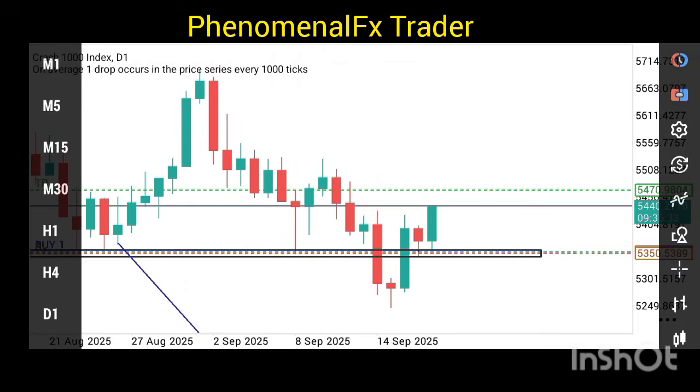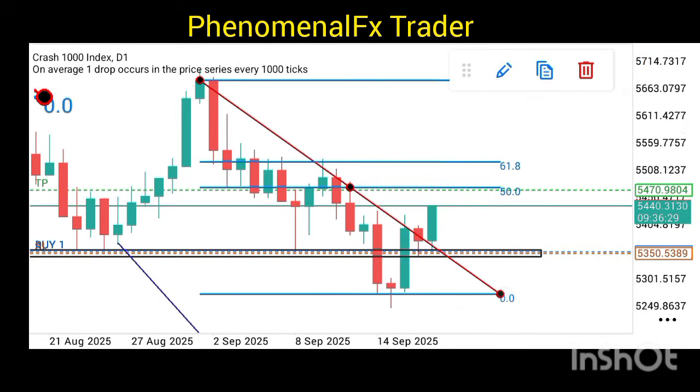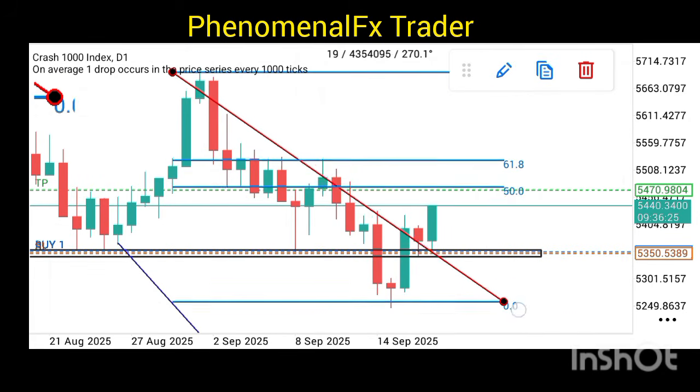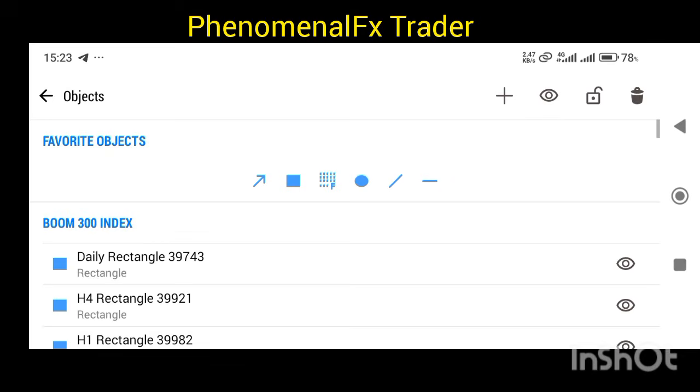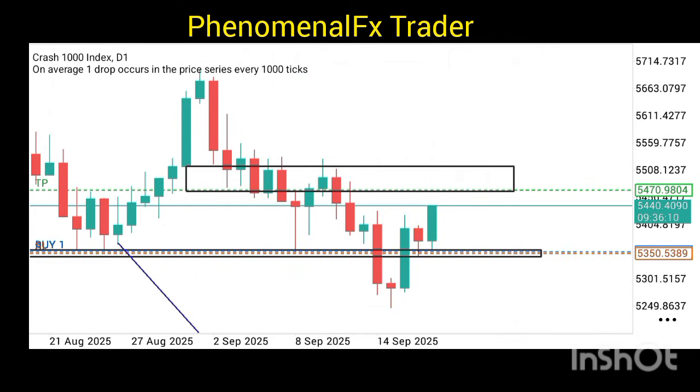So I'll get the Fibonacci retracement tool. I'll put it right here at the top, and then let's see what we can get. Then we have this right here. Now you can see where we have our golden zone. It is right here. This is our golden zone. And then let me take out this Fib tool.